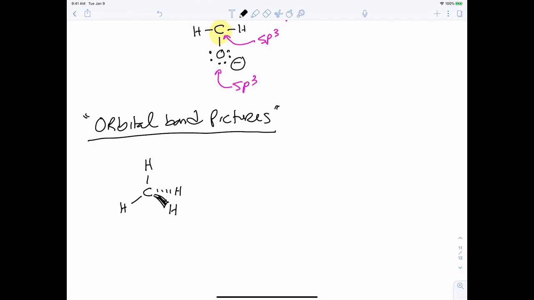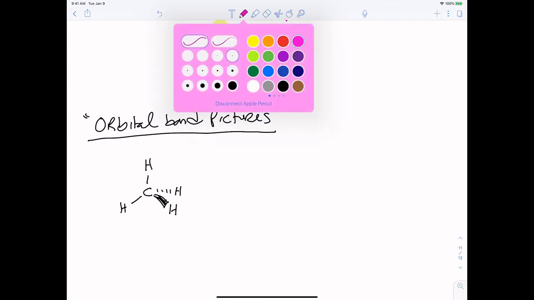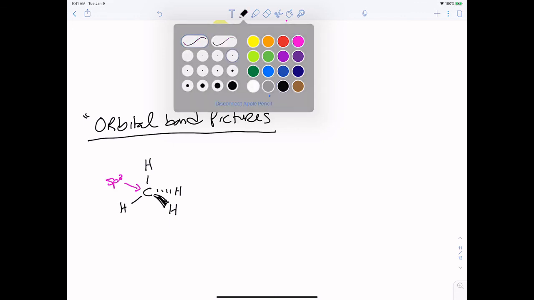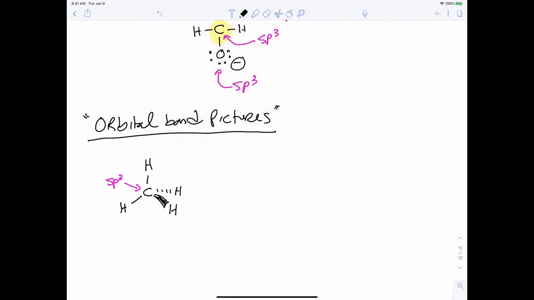So first thing I would do is determine hybridization like we just did, because you don't know what type of orbitals to draw if you don't know what the hybridization is. So this is sp3, it has 4 electron groups, and then my hydrogens are always going to just be s orbitals, right, unhybridized. So we need to know what these things look like if we're going to draw them.